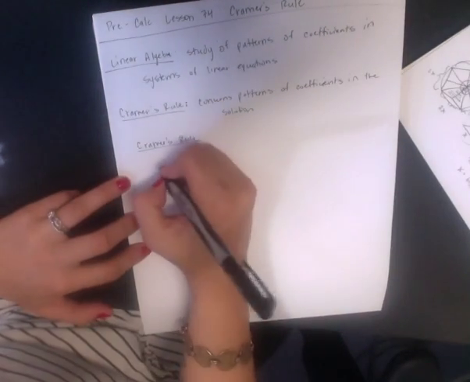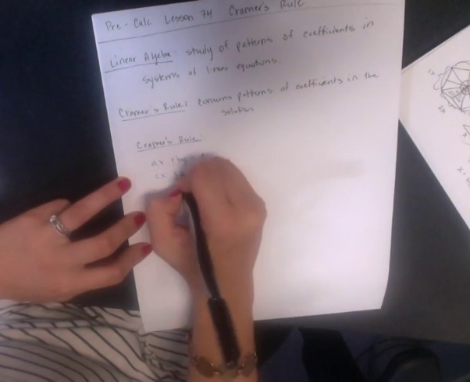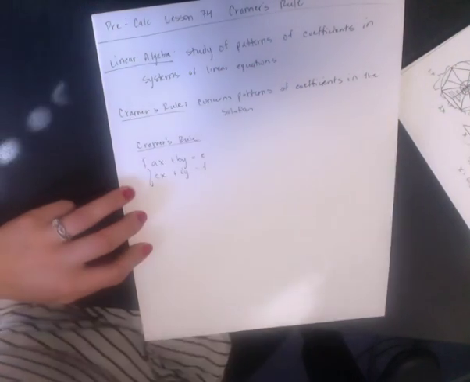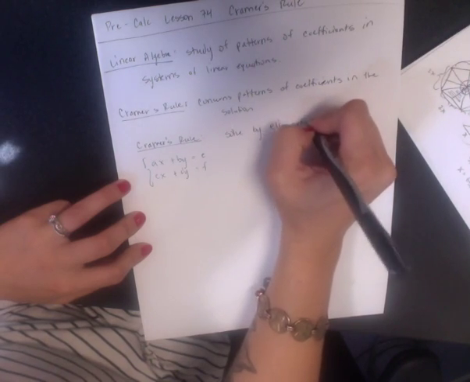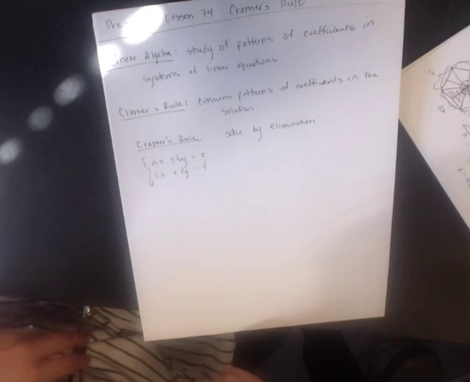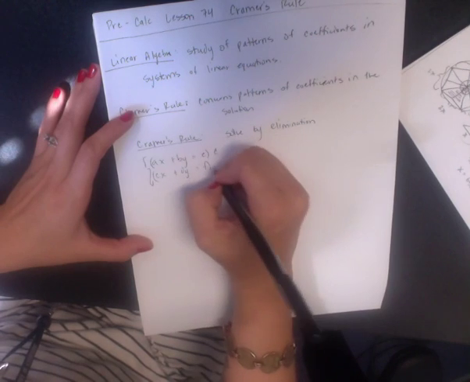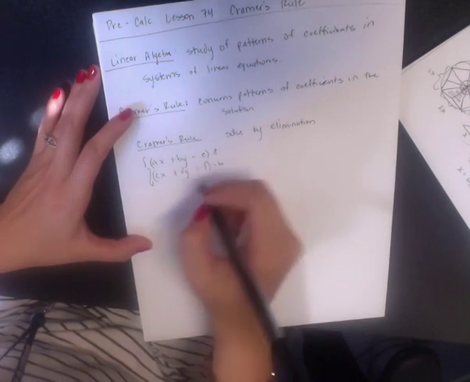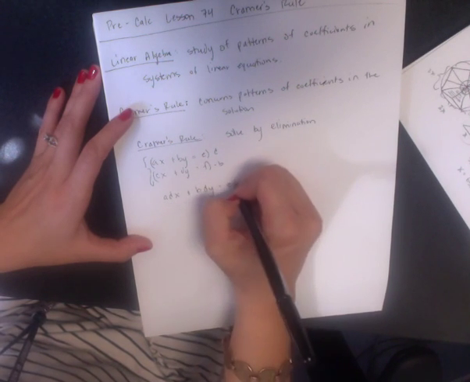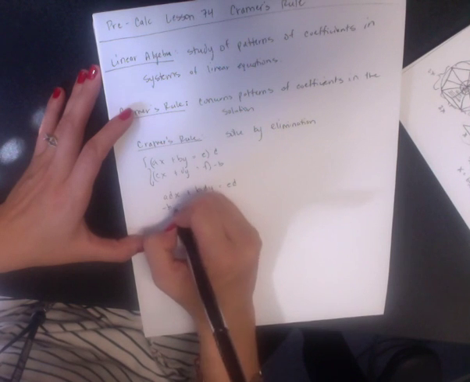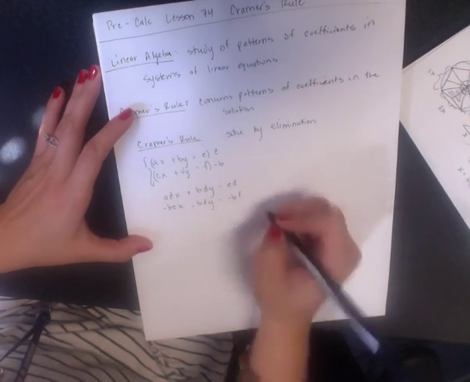Okay. I'm going to have ax plus by equals e, cx plus dy equals f, and we are going to solve by elimination. Okay, so the first thing that I'm going to do is multiply this top equation by d and this bottom equation by negative b. So on top I will have adx plus bdy equals ed, and on bottom I'll have minus bcx minus bdy equals minus bf.